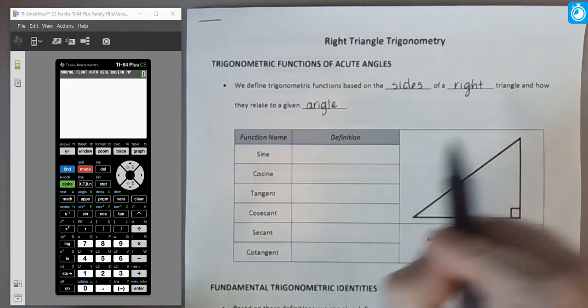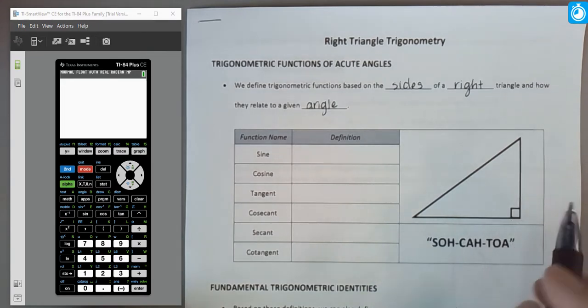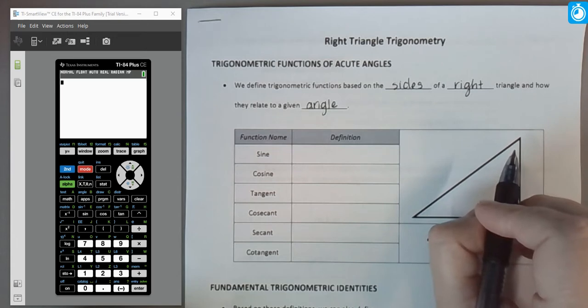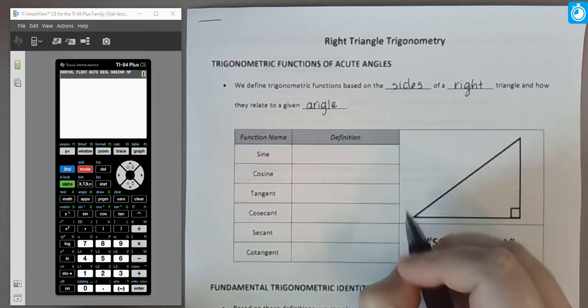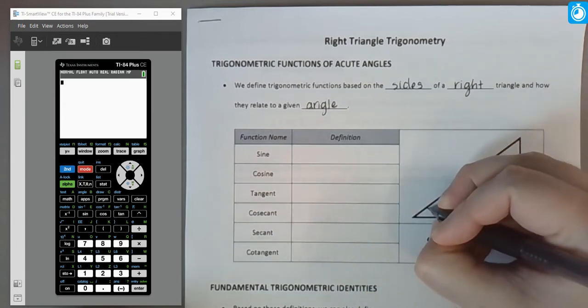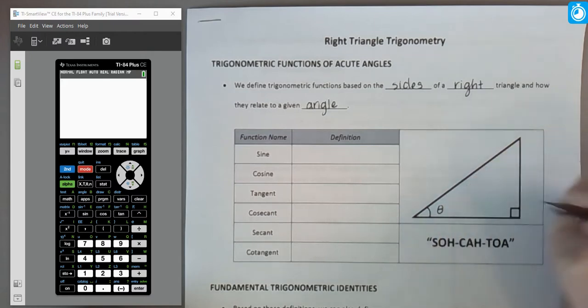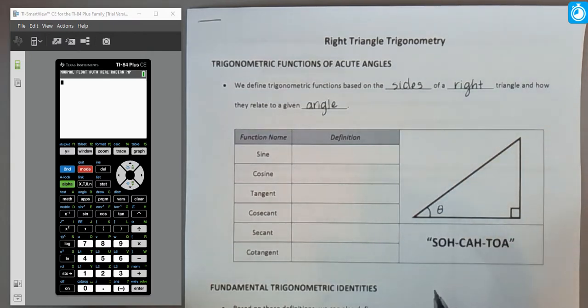So we have a right triangle over here. Again, we have a right angle, 90-degree angle. We're going to choose one of the acute angles, and we're going to define the sides in relation to that particular angle. So let's choose this bottom angle here. So I'm going to label the angle, and we're going to call this angle theta. So we typically use Greek letters to represent angles when we're doing trigonometry.